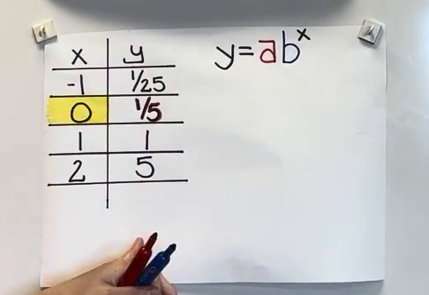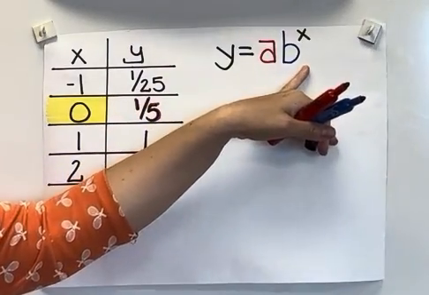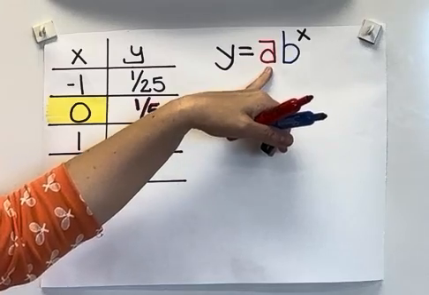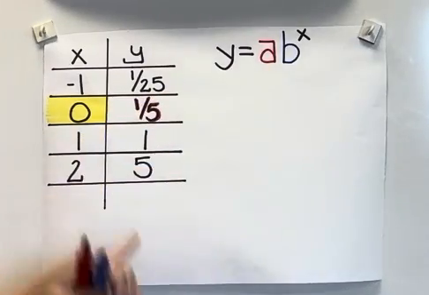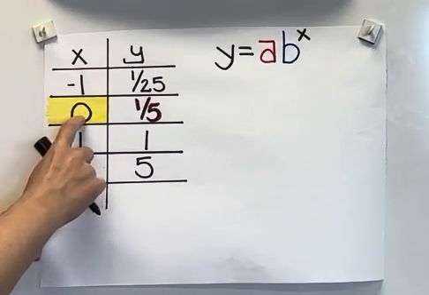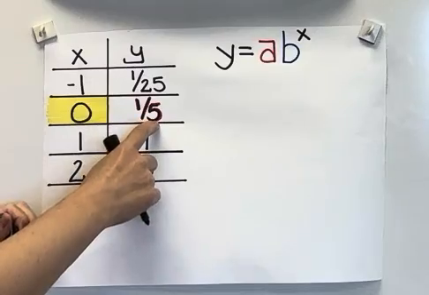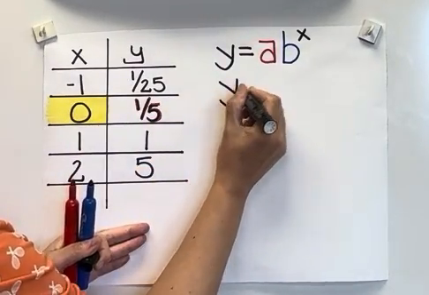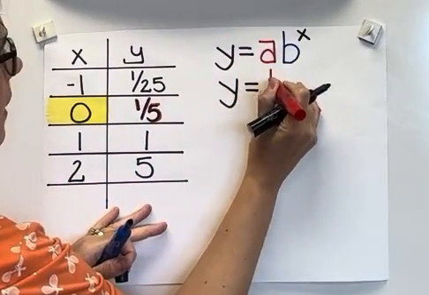These points represent an exponential function, and we want to write the equation of the exponential function. The first thing we can find is a. A is the initial amount, in other words, when time is 0. So we're going to go looking for where the x is 0 and the y coordinate is 1/5. So the first thing I can do is replace the a in my equation with 1/5.